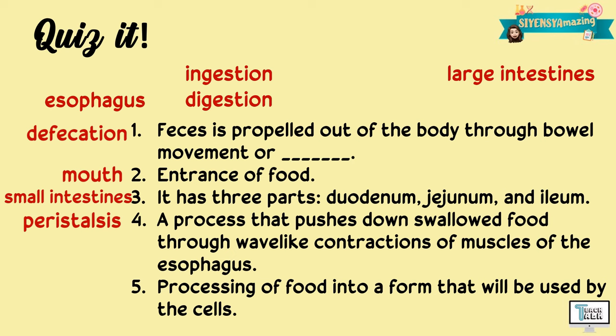Last item, number 5, processing of food into a form that will be used by the cell. What do you think is the answer? This is digestion. Ang ingestion is to take in food. Ang esophagus ay ang part which connects the mouth and the stomach, while the large intestines carry away undigested food and wastes. Ang digestion ay ang process in converting food into a usable form for our body.